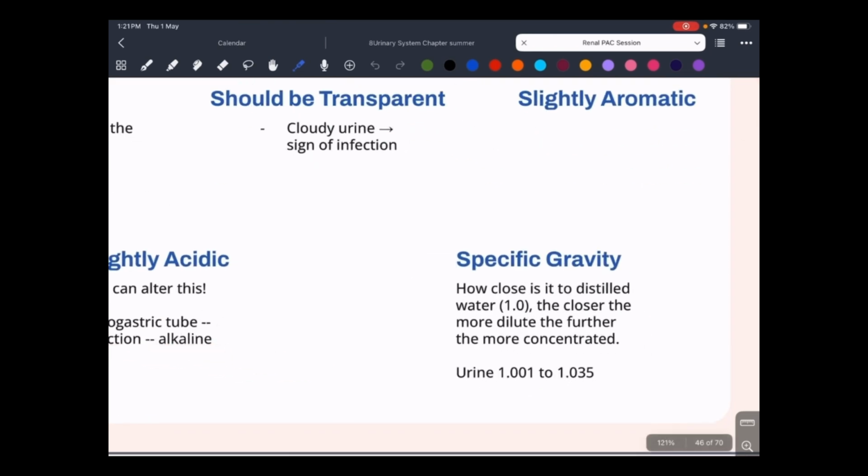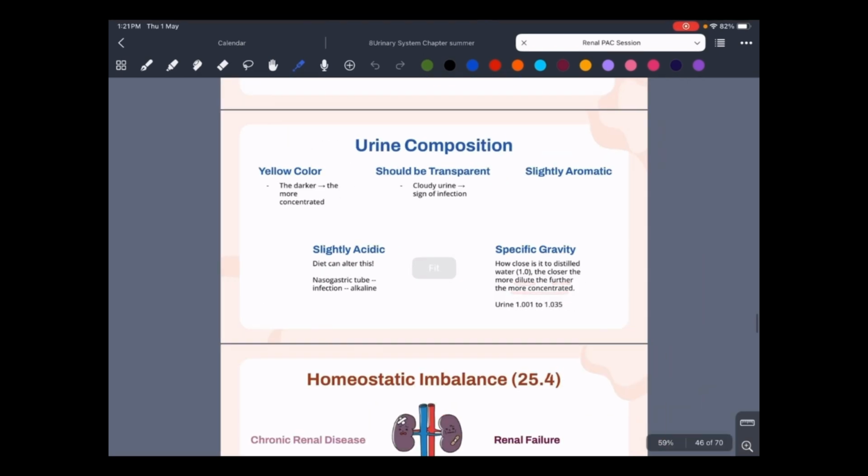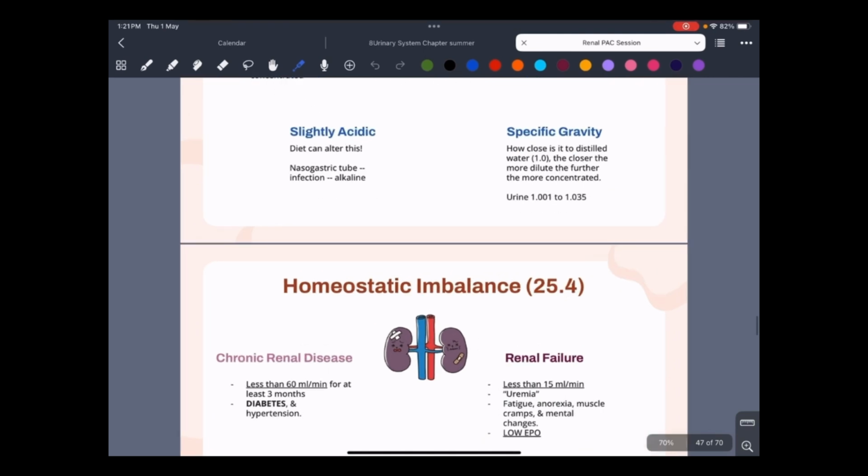Specific gravity. To make this simple, okay, it's how close the urine is to distilled water. Distilled water is 1.0. The closer the specific gravity of urine, the more dilute it is. Because distilled water is pure, it's H2O with no additives, right? It's like boring soup. So it's just water and nothing else. The closer the number is to 1.0, which is distilled water, the more dilute it is. And the further, the more concentrated, right? So yeah, those are basically the urine composition.